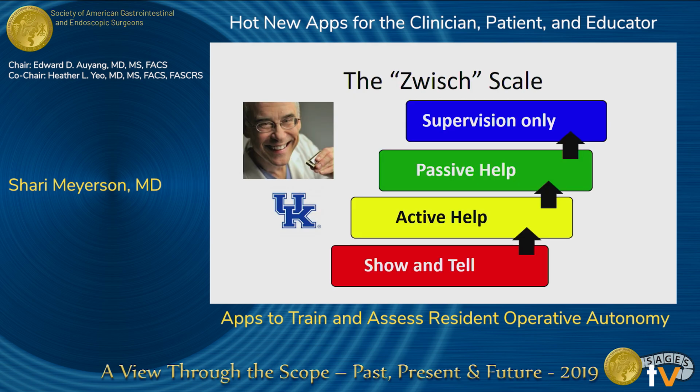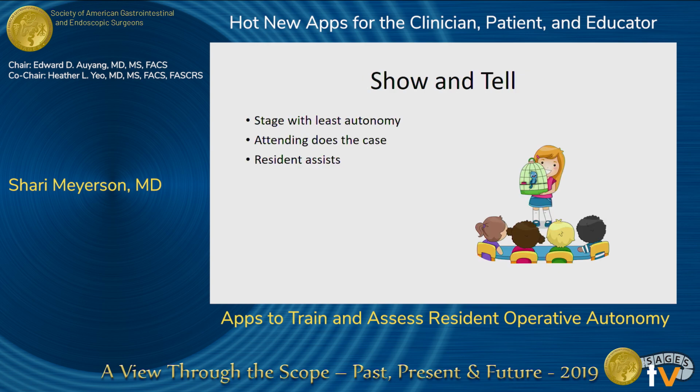There's really only one validated scale out there that looks to truly measure the progression to autonomy, and this was developed by Jay Zwischenberger, who happens to be my chair at the University of Kentucky. It's a 4-step scale, pretty simple and intuitive. Starts from the least autonomy at the bottom, which is show and tell. It's just what it sounds like. The attending does the case, the resident helps, watches, learns, the attending is obliged to teach as part of this and to talk through their thought processes.